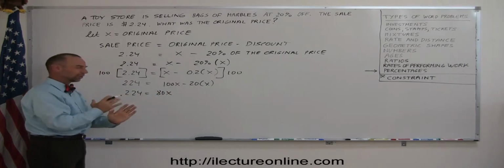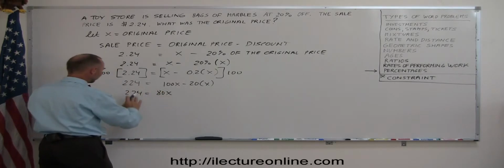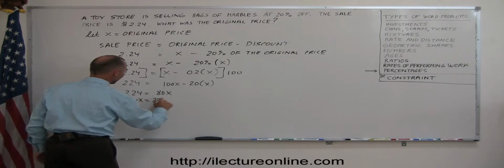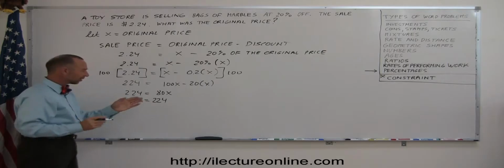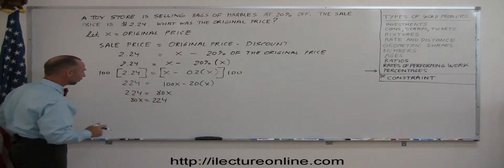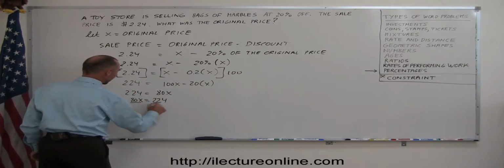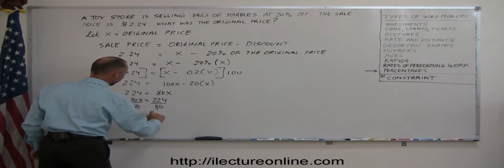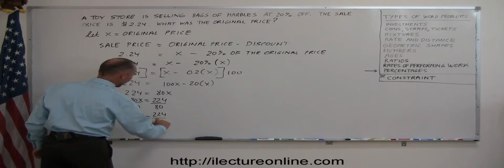I like to reverse these because I like to put 80x on the left side, 224 on the right side. So that's 80x equals 224. I don't need to change the sign here because I just simply flipped the equation over. And now I can divide both sides by 80, and so I get x equals 224 divided by 80.